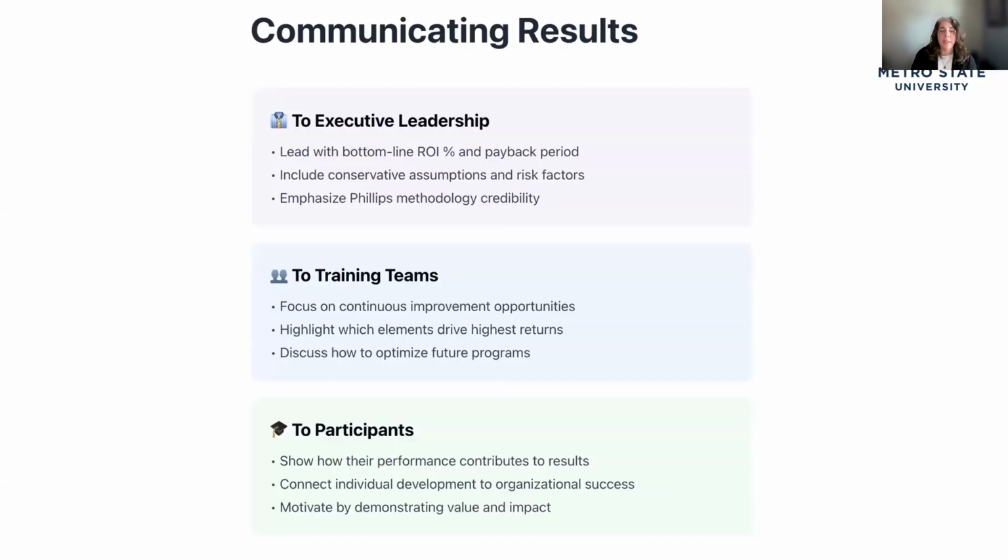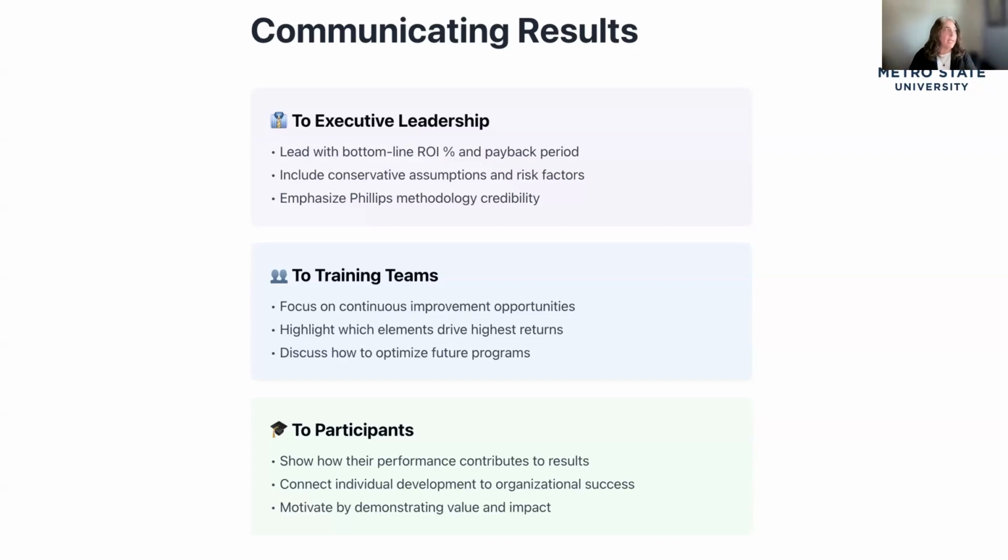Now, communicating results, I've already alluded to this a little bit. If you're looking at executive leadership, so the highest levels of your organization, and I think probably all of us know these kinds of things already, you should lead with the bottom line ROI and the payback period if you can. But then make sure you include the conservative assumptions and risk factors, and then emphasize that Phillips methodology credibility. And what I mean by Phillips is this idea of the confidence and isolation factors. Emphasize that that's been put in it. If people want to know more, then you can dive into what you set those at. But at an executive level, that's where I would start.